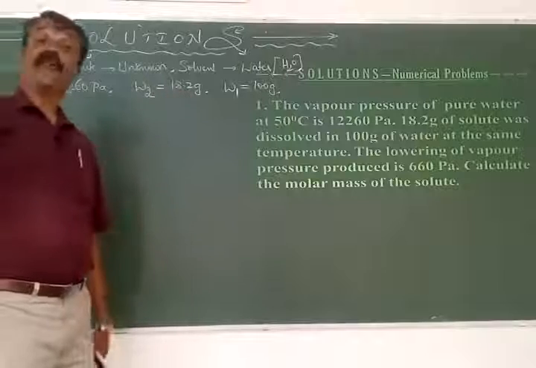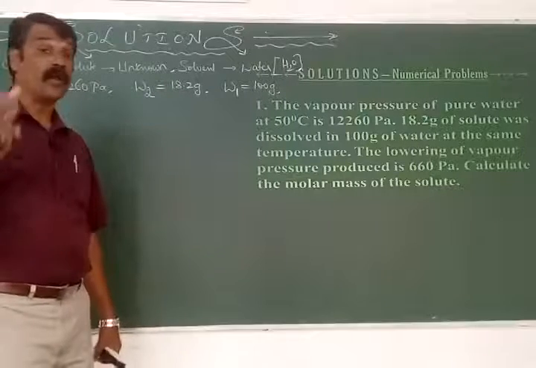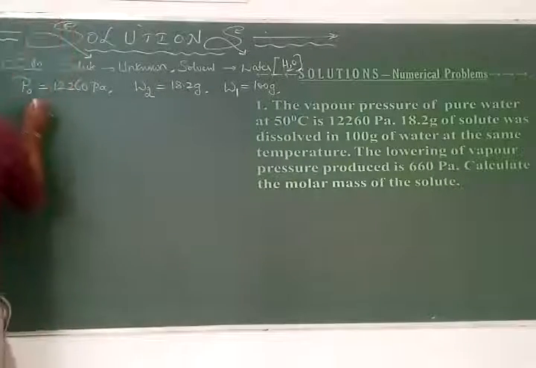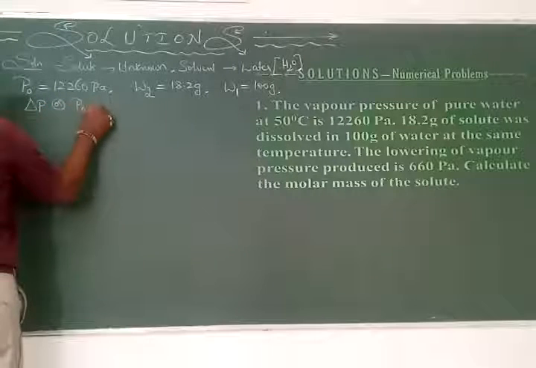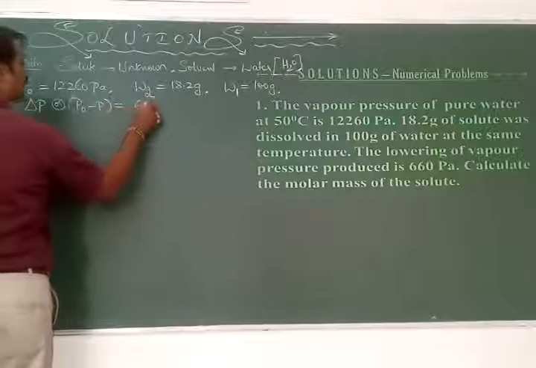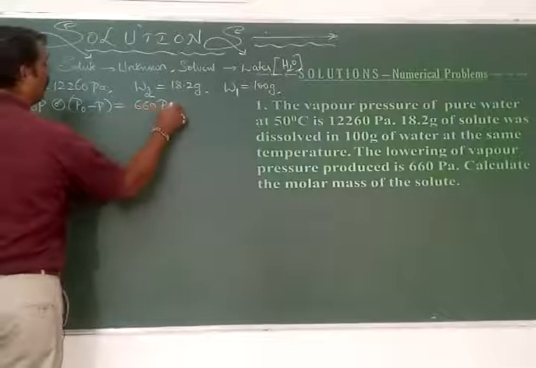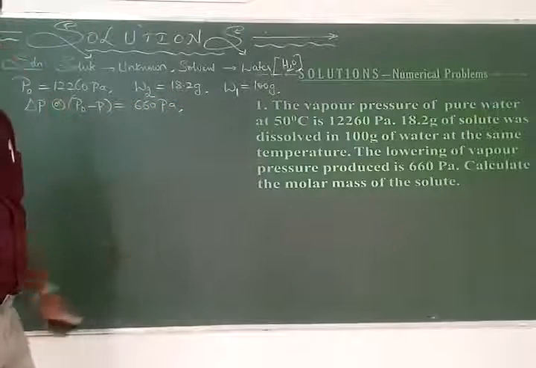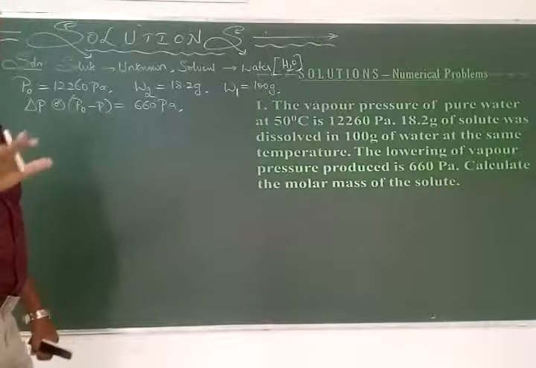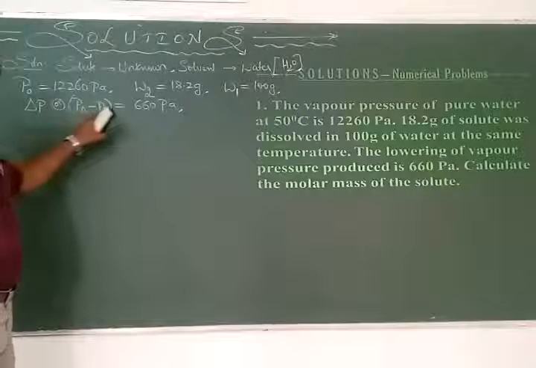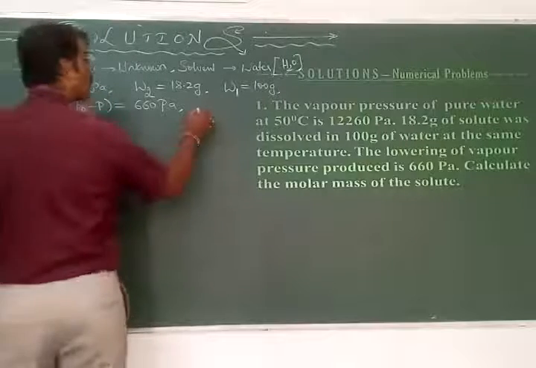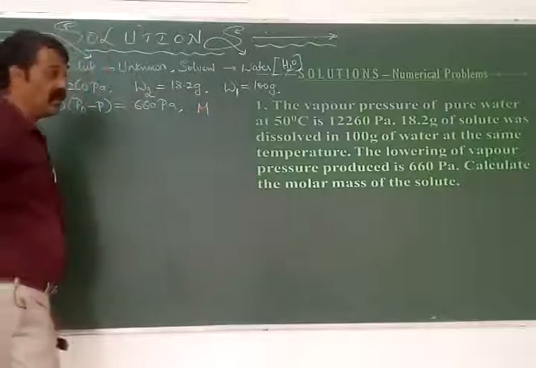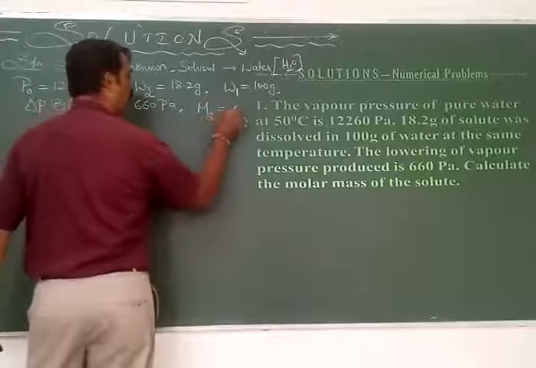The lowering of vapor pressure, we know that it is delta P, which is also equal to P naught minus P, and it is directly given as 660 pascals. The lowering of vapor pressure is called delta P, or P naught minus P. Then calculate the molecular mass. Molecular mass is M, and of the solute it is M2. Therefore, we have to find this.